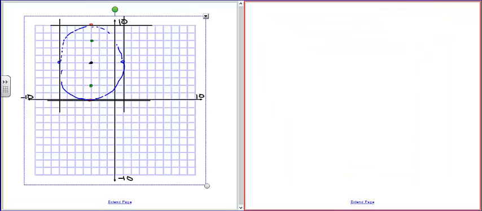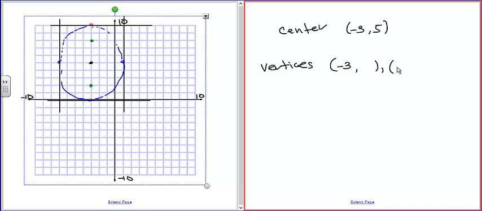Okay, so now we can get everything. We know what the center is: negative 3, positive 5. Vertices: the x value for the vertices is negative 3. We have 2 vertices. The highest is 5, 6, 7, 8, 9, 10, so it's 10. And down 5 gives us a 0.